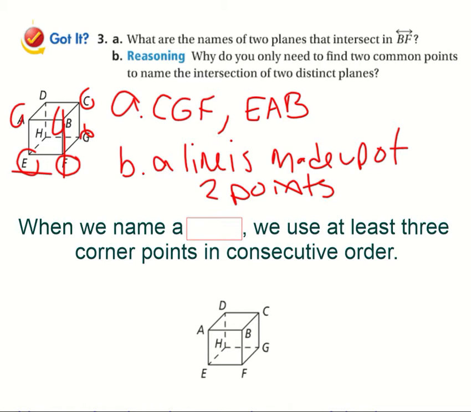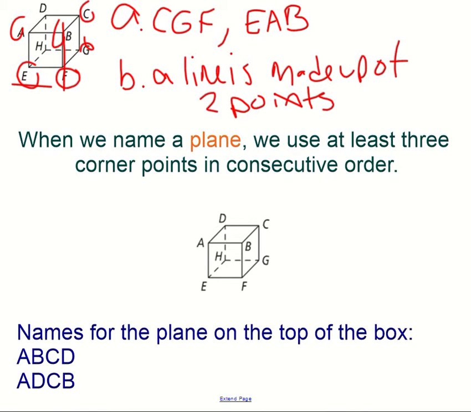That's why. So when we name a plane, we need to use at least 3 corner points in consecutive order, which I just kind of went through. When we're naming these planes, if we're looking at the top of the box, we can use 4 points, sorry. But we do them in order. So we go A, B, C, D, or we could do the other way. We could do A, D, C, B, and then we have our planes.